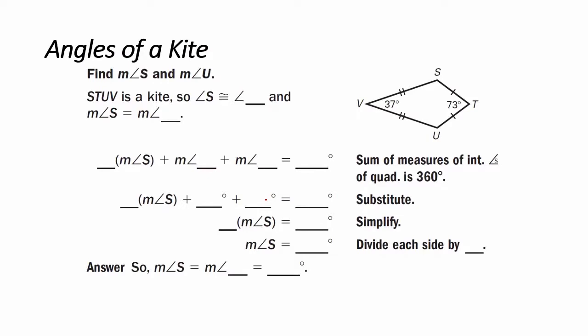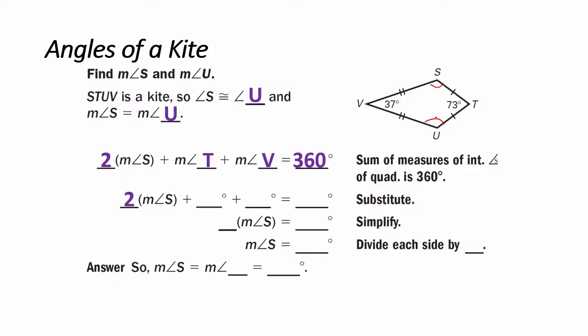Example number 3, angles of a kite. We have to find the measure of angle S plus the measure of angle U. From theorem 6.19, we know that angle S and angle U are congruent because STUV is a kite, so angle S is congruent to angle U. The measure of angle S is equal to the measure of angle U. 2 times the measure of angle S plus the measure of angle T plus the measure of angle V is 360 degrees. This comes from the sum of the measures of interior angles of a quadrilateral, which is 360.